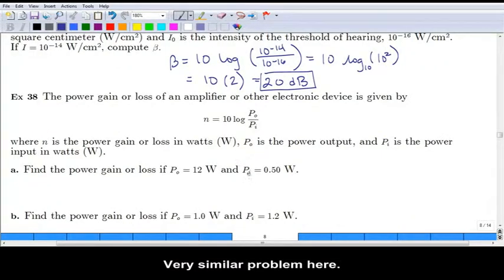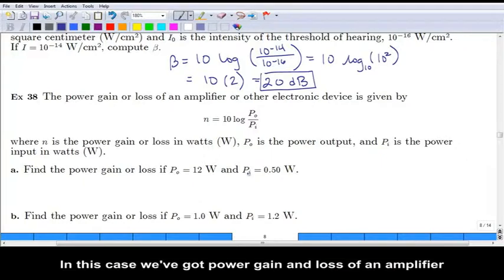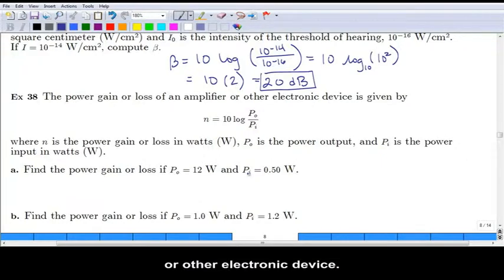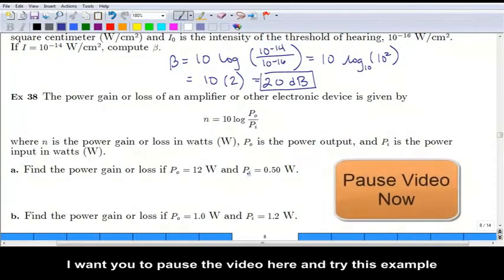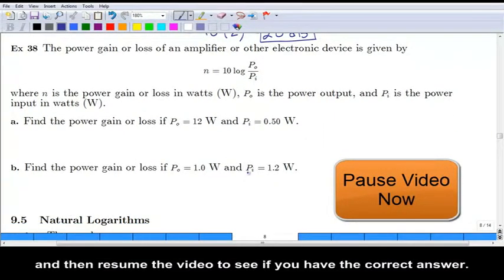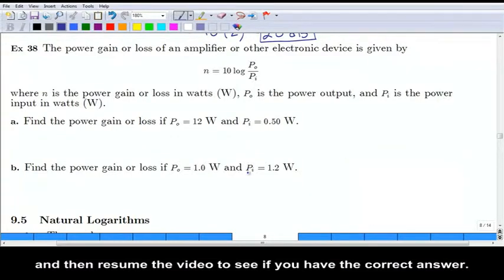Very similar problem here. In this case, we've got power gain and loss of an amplifier or other electronic device. I want you to pause the video here and try this example, and then resume the video to see if you have the correct answer.